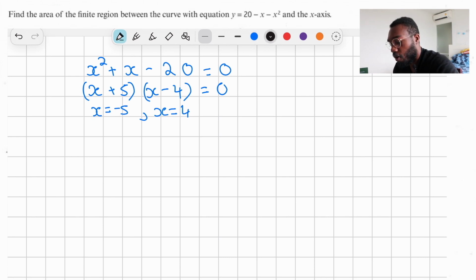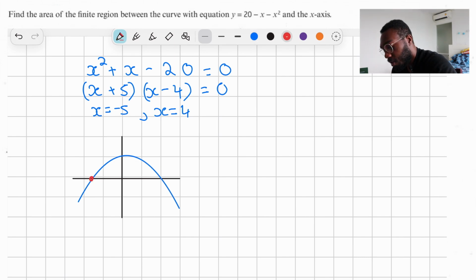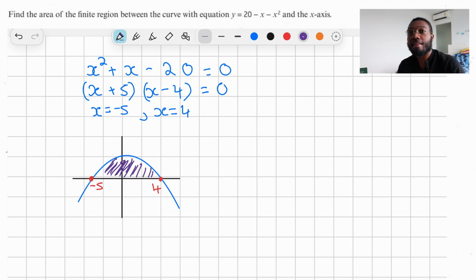So if we were to draw a graph, what does that mean? Well, that means that because originally the equation was a minus x squared, we know it's going to have that N shape. So it looks something like this. Mind my drawing. And we know that it's going to cross at these two points here. So this would be minus 5 and this would be 4. And what the question is asking us to do is work out the area under the curve. So the area under the curve would be this here. We need to work that out.